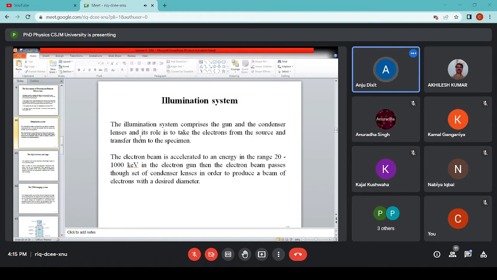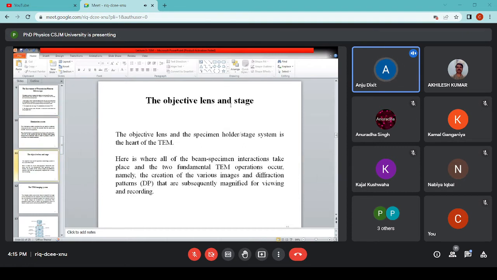It takes the electrons from the electron gun, which is producing the electron beam, and transfers them to the specimen. The electron beam is accelerated to an energy in the range of 200 kilovolts in the electron gun, where a high voltage is used to produce energy in this range. Then the electron beam passes through a set of condenser lenses. So in the illumination system there are several condenser lenses in order to produce a beam of electrons with a desired diameter.